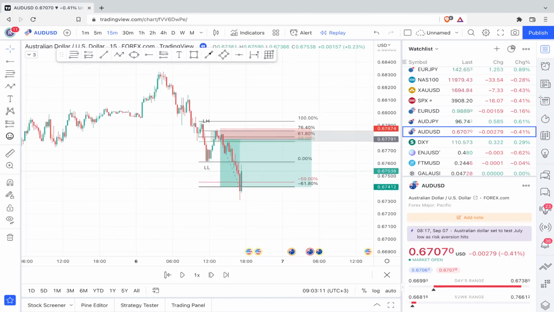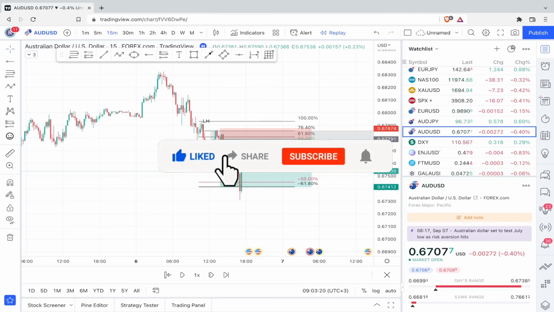Okay, so in conclusion, guys, the Fibonacci retracement is still good to use. It still works. You just have to use it properly. Okay, that's the conclusion.